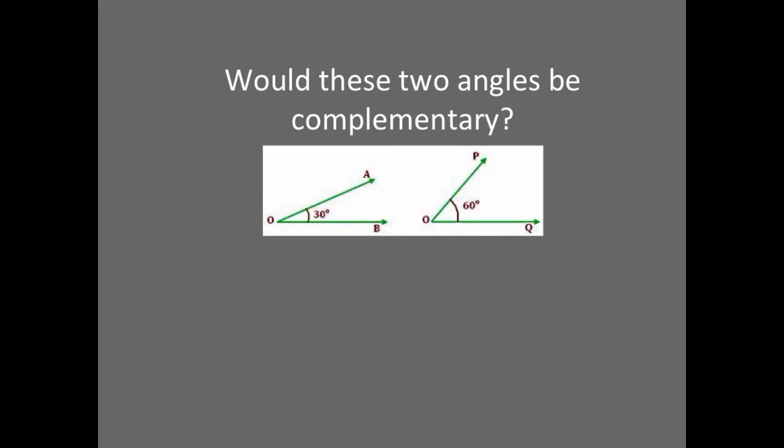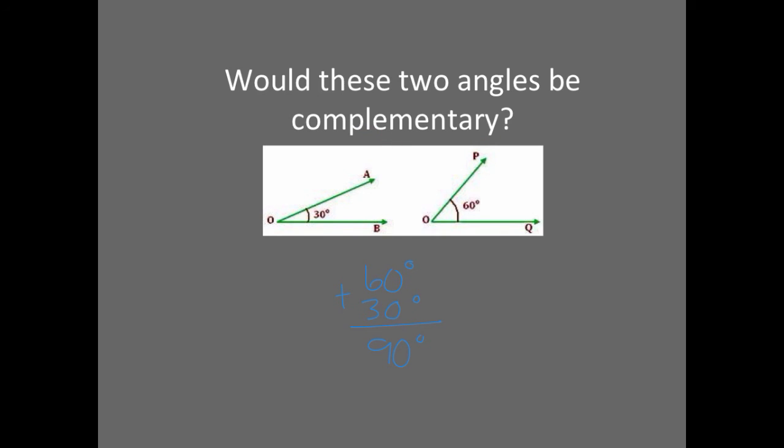Final question for today, would these two angles be complementary? Is angle AOB complementary to angle POQ? Well, if they're complementary, when I add their degrees together, the sum should be 90 degrees. So 60 degrees plus 30 degrees definitely equals 90 degrees. So therefore, they are complementary angles.